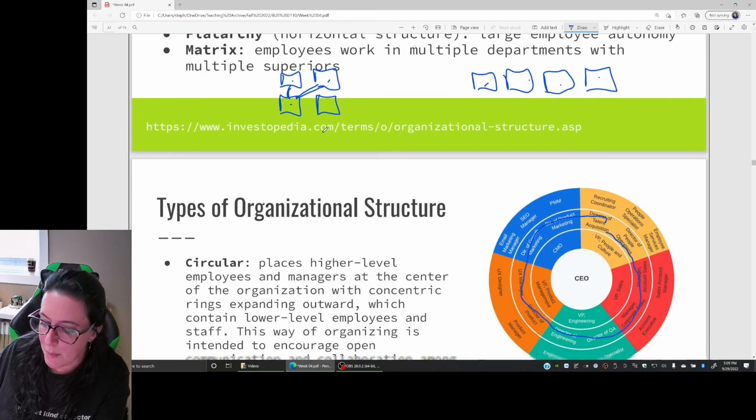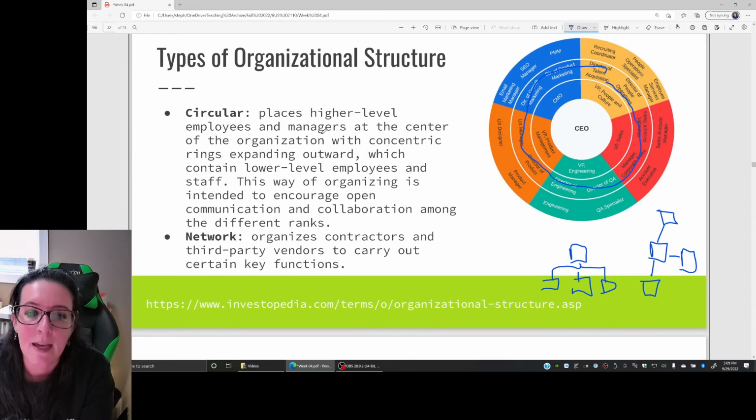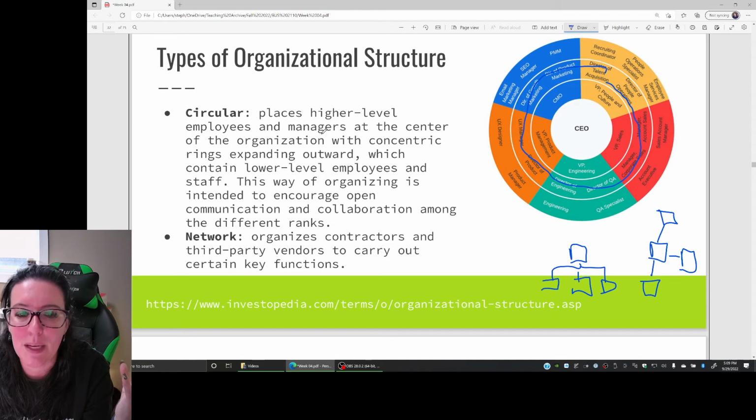The last type of organizational structure we'll look at here is a network structure. This is where you are going to hire third parties, so other companies. You're gonna hire consultants. So you're organizing independent people who are not full-time employees of the organization to carry out certain functions within your organization. In other words, you're outsourcing some of the work or all of the work.